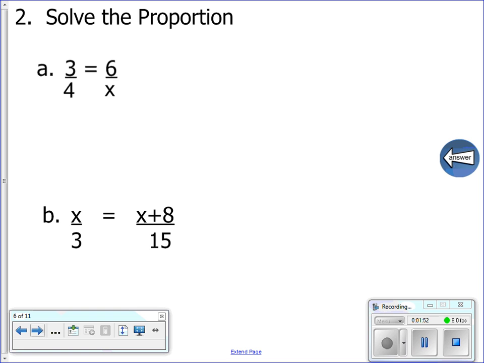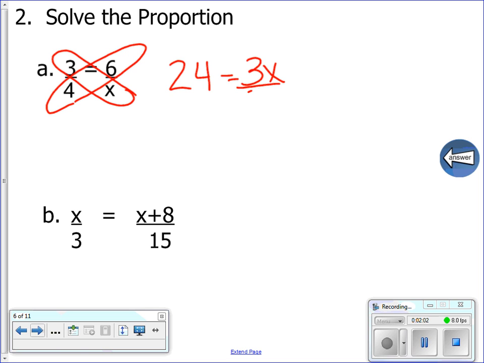This time we're going to solve the proportion. So we use the same thing. 6 times 4 is 24. And 3 times x is 3x. Divide both sides by 3. And we get x is equal to 8.